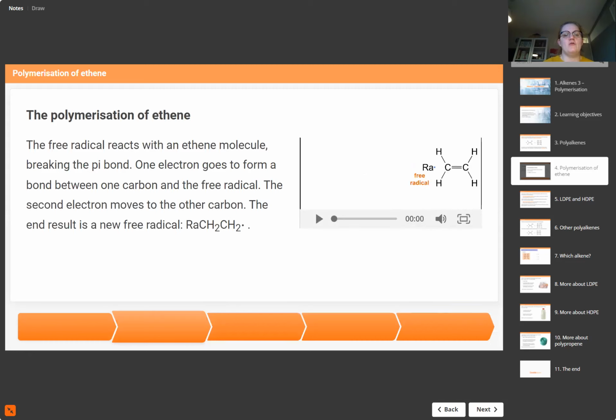So the free radical, like I just said, reacts with the ethene molecule by breaking the pi bond. One electron goes to form a bond between one carbon and the free radical. The second electron moves to the other carbon. The end result is now this whole molecule, which is R• (R just standing for free radical), CH2, CH2•, and that is a new free radical that we've formed.